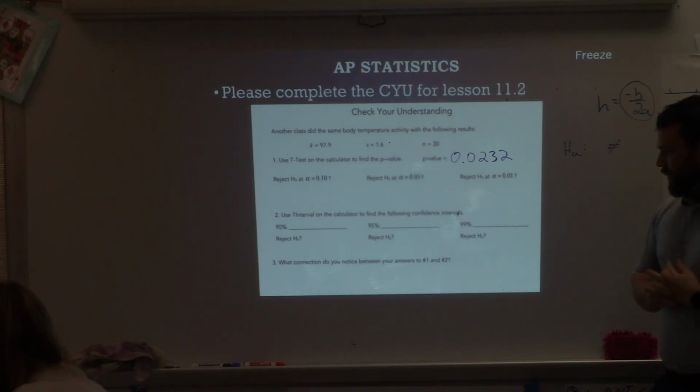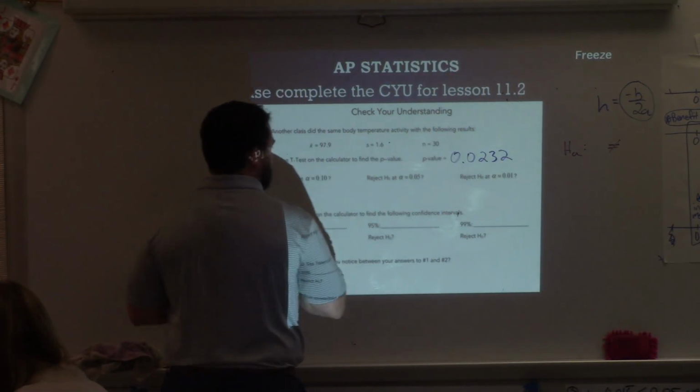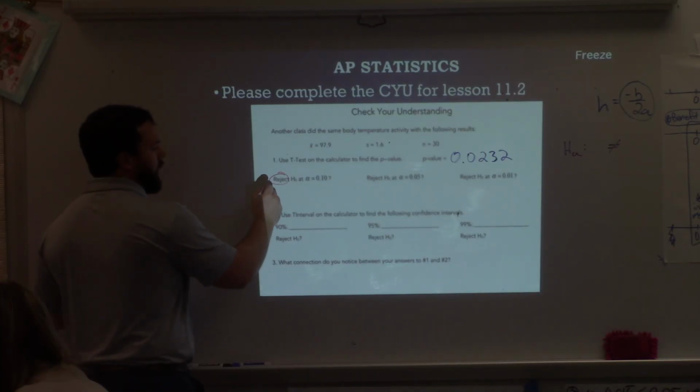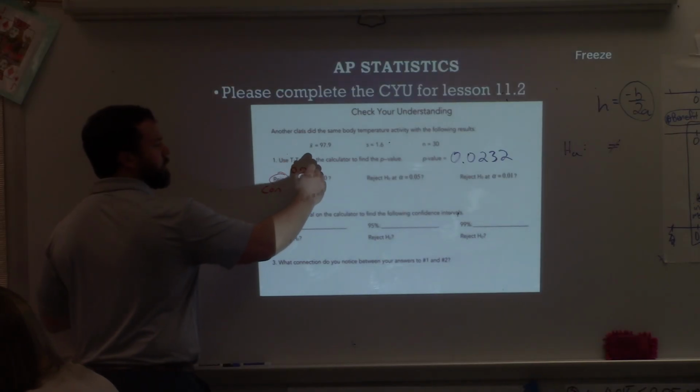Yes, we would definitely reject at alpha equals 0.1. Why? Because it's higher than alpha. You mean it's less than alpha?